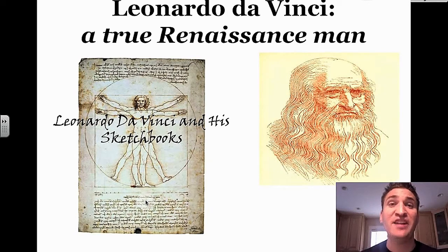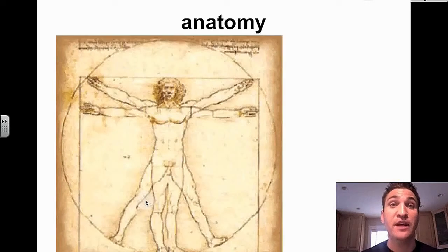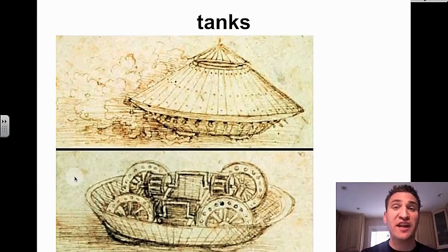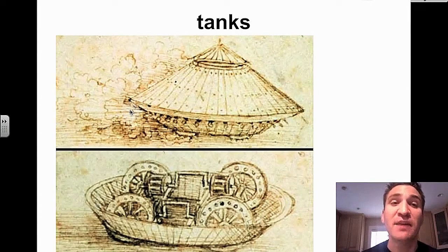And I'm going to show you some pages of his sketchbooks that historians have found. Here's a page that tells us he was very interested in human anatomy and the accuracy and beauty of the human body. Here's another sketchbook page from Da Vinci that shows his interest in military vehicles, tanks. He was one of the first people in the world that we know of that sketched an idea for tanks, which weren't used until 400 years later.